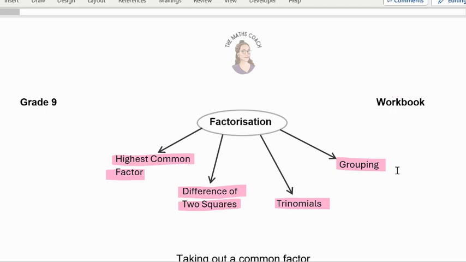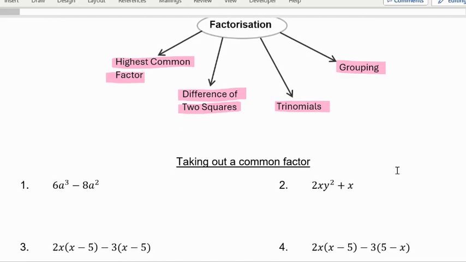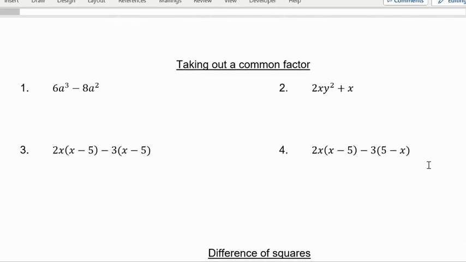It takes practice. Let's start with taking out highest common factors. Then we're going to do difference of two squares. Then we're going to tackle trinomials. We're going to do grouping, and then we're going to do a mix where we put everything together. Okay, let's have a look.